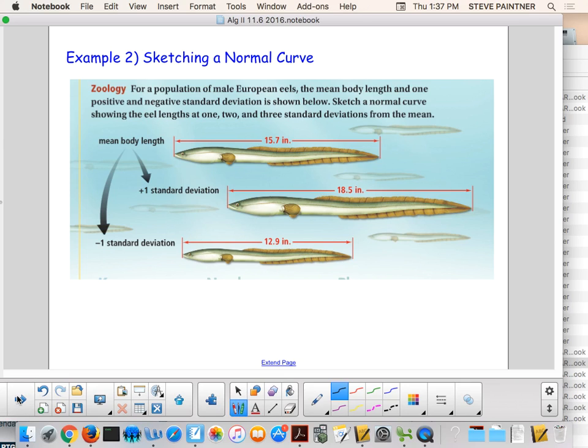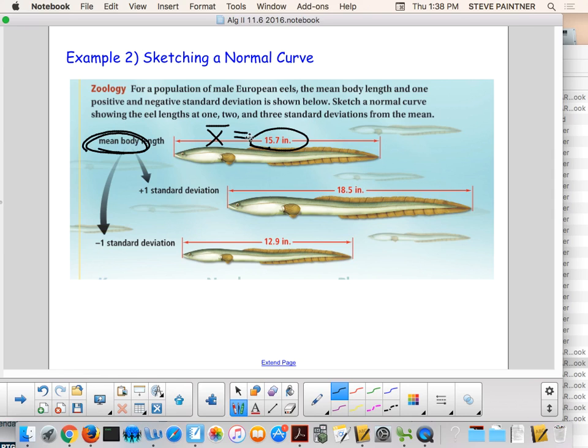For a population of male European eels, the mean body length and one positive, one negative standard deviation is shown below. So you have 3 eels. This eel right here is the what? Average eel. So the average eel is what? 15.7. What's the symbol for average? X with a line over it. Okay, so the average is 15.7.